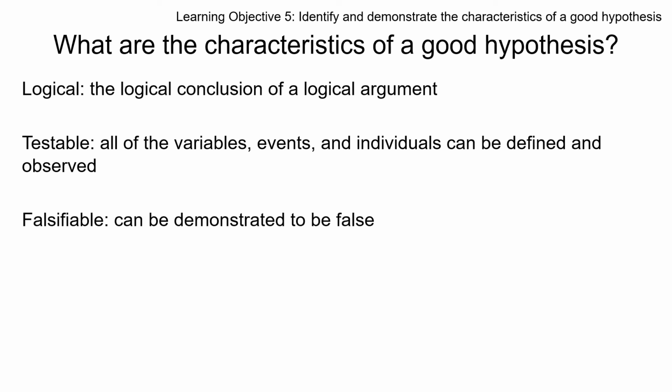Next, the hypothesis needs to be falsifiable. What does that mean? It means it needs to be possible to be demonstrated as false. It doesn't mean you're going to demonstrate it as false. It doesn't mean that it is false. It just means that within the study you're setting up, if results end up a certain way, it's going to disprove what you're testing.